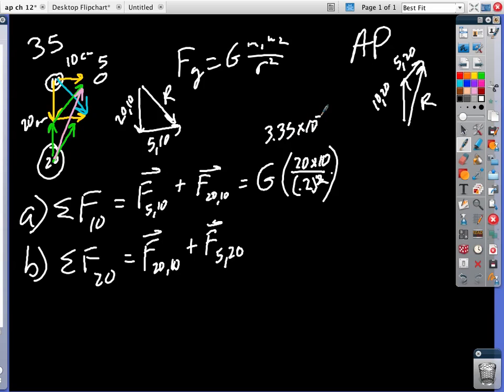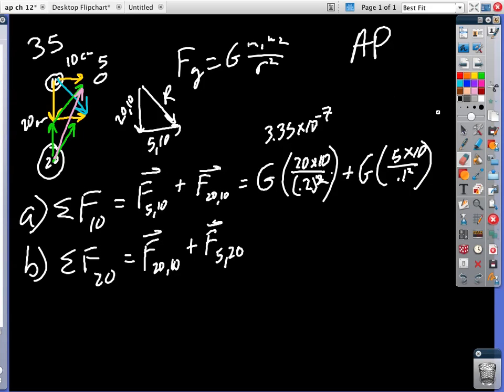3.35 times 10 to the minus 7. Okay. My number was off, but my magnitude was correct. Yeah. And then what's the next one? So this big G is 5 times 10 over 0.1 squared. What's that one come out to be? Oh, that's really easy. So it's the same. Same thing. 3.35 times 10 to the minus 7.